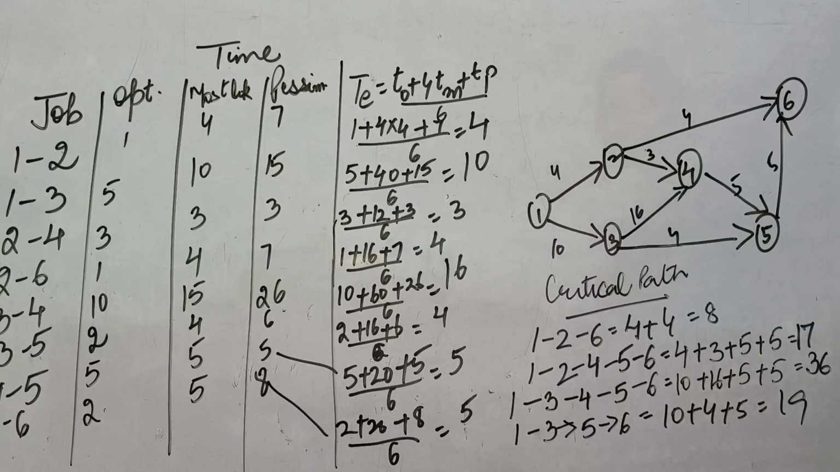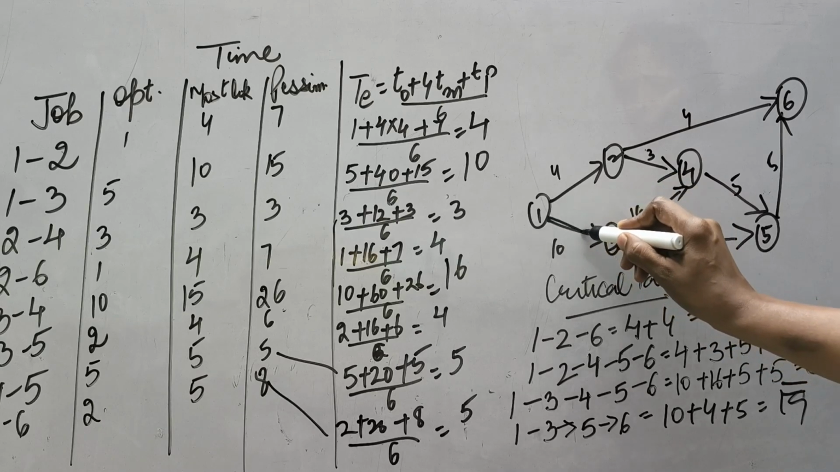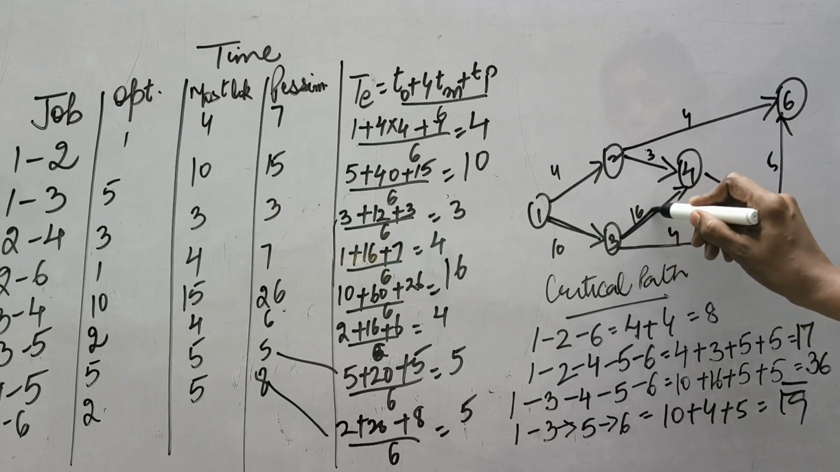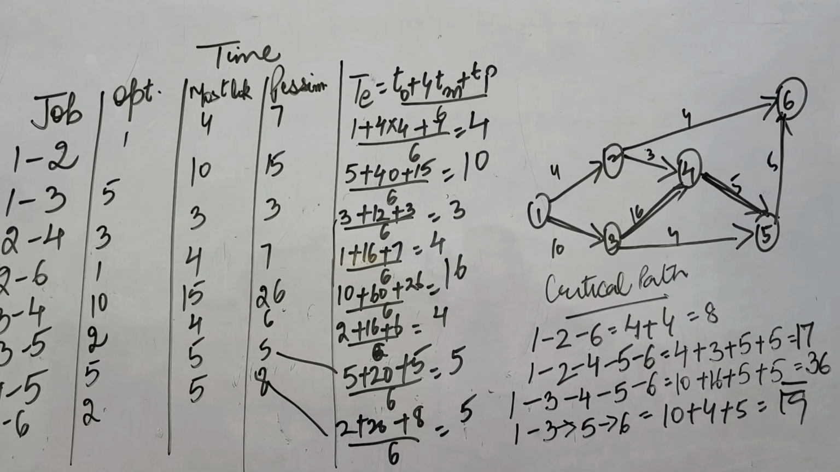So out of these, this one is the highest. So we have already done highest becomes the critical path. So we will be moving 1 to 3, 3 to 4, then 4 to 5 and then 5 to 6. This is our critical path. And the project will be completed in 36 days according to the critical path.